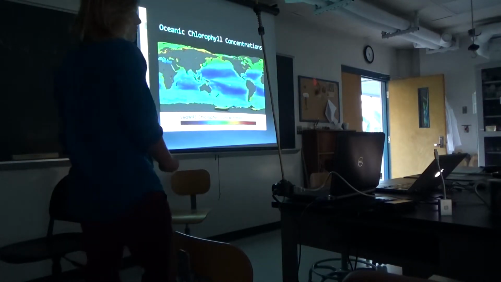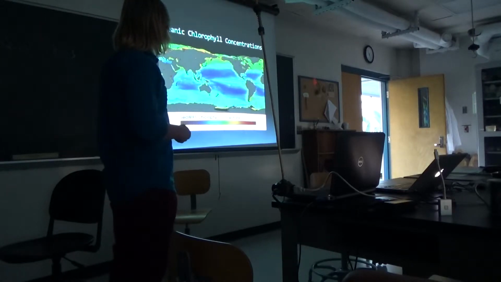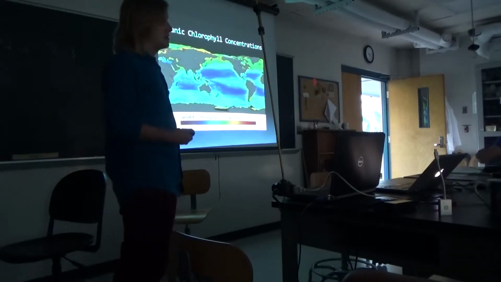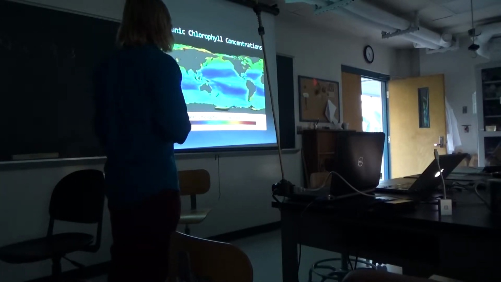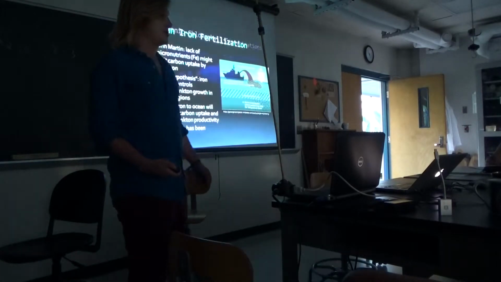This is a map from the Earth Observatory showing the global distribution of chlorophyll concentration. As you can see, the Southern Oceans have huge spots of pretty low chlorophyll concentration compared to the Northern Oceans, which are generally higher.